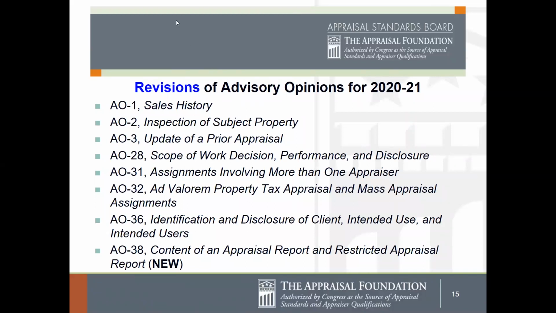AO 32 involves ad valorem property tax appraisal and mass appraisal assignments, and the board actually added an illustration, number 5, capturing information that was actually deleted from a comment to Standards Rule 5-5A. And this is regarding examples of reasonable steps to be taken in mass appraisal assignments.